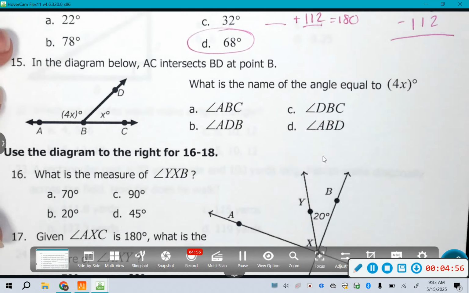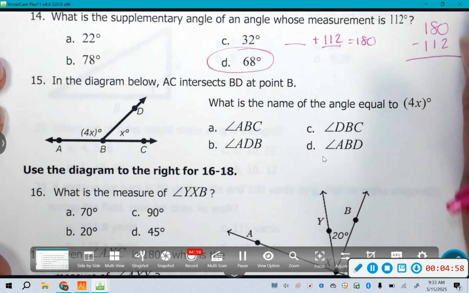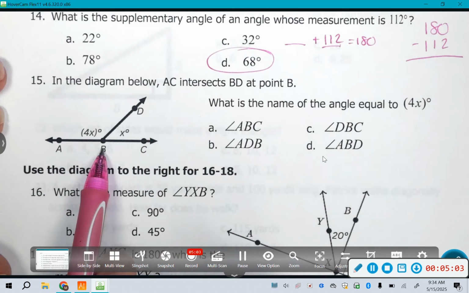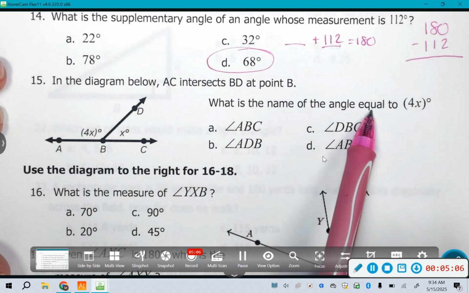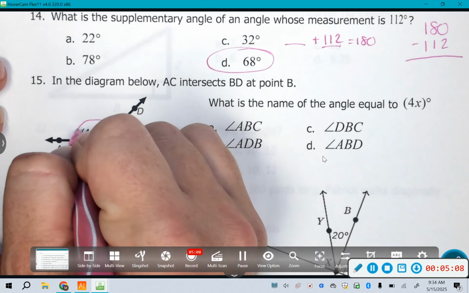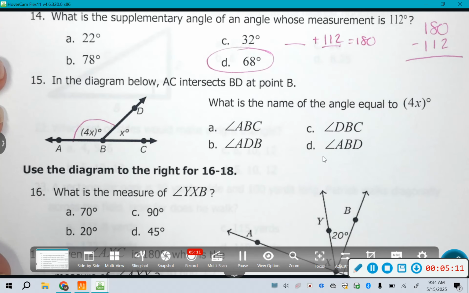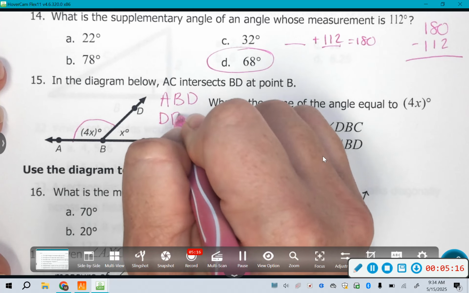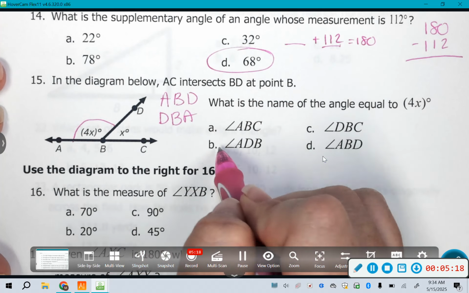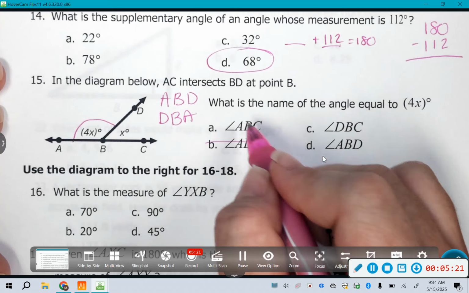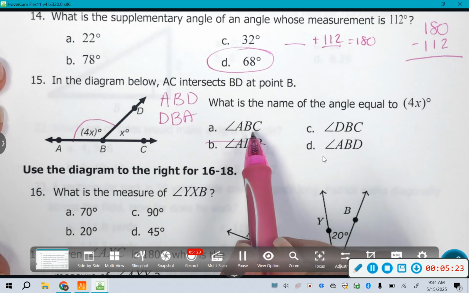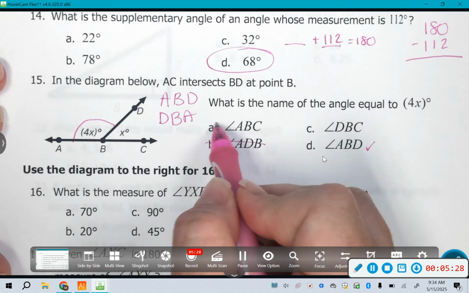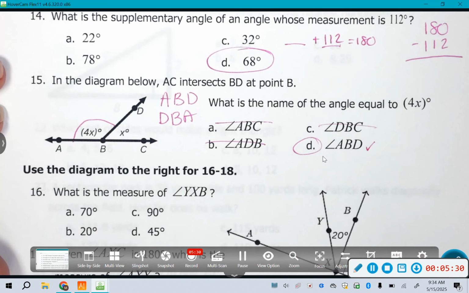Okay, look at 15. 15 says, in the diagram below, AC intersects BD at point B. What is the name of the angle equal to 4x? So 4x is this side, so it'd be ABD, or DBA. Remember, B is in the middle. This one doesn't have B in the middle, but these all have B in the middle. So ABD, yes. And this is DBA, which is not those. So D is my answer.